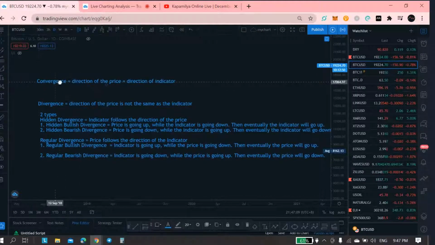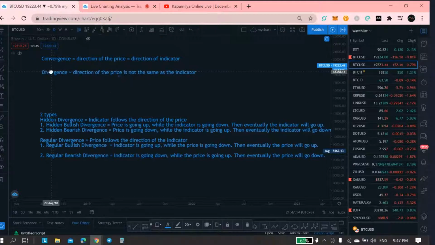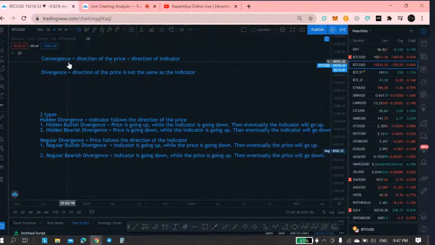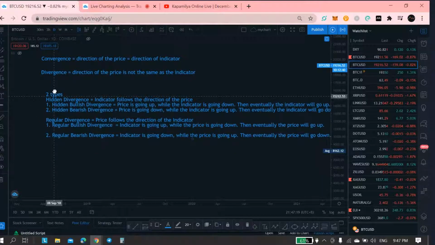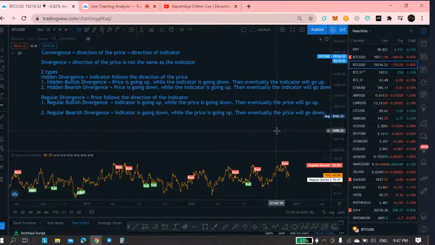There's a lot of words. In simpler terms, with convergence they have the same direction, and with divergence the directions are divided, and then eventually one will follow the other. So it depends on what type of divergence it is.